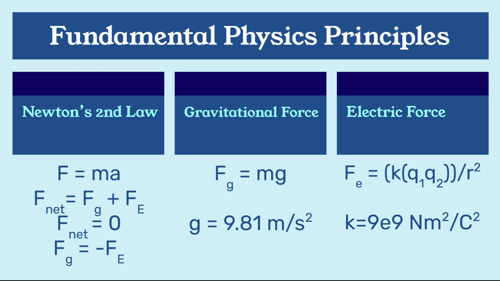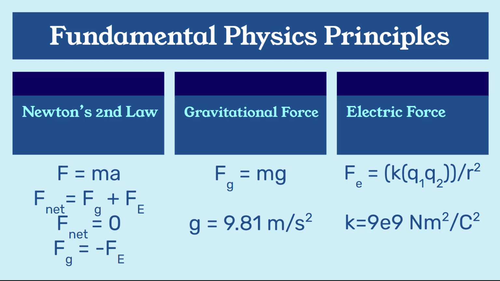Newton's second law states that force is equal to mass times acceleration. In this experiment, the net force is made up of the force of gravity and the electric force. Since we are observing when a piece of tape is not moving, we know that F net equals 0, and therefore the force of gravity is equal to the negative of the electric force.